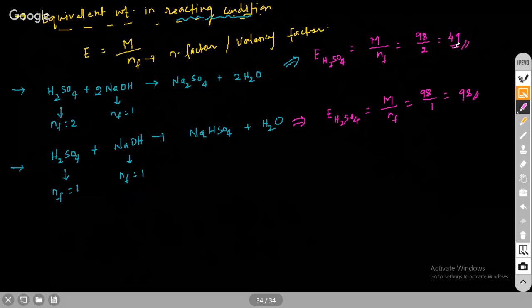Is it clear? So you see, the equivalent weight of any substance depends upon the reaction condition. What is the reaction we have and what product we are getting? According to that, the n factor will change and hence the equivalent mass will change. Did you get this? Tell me.